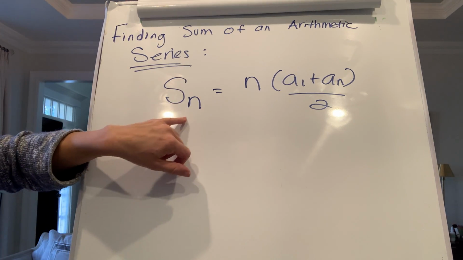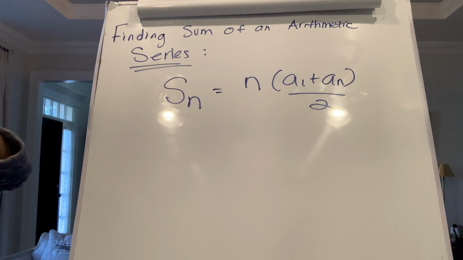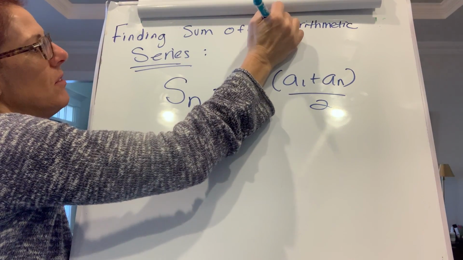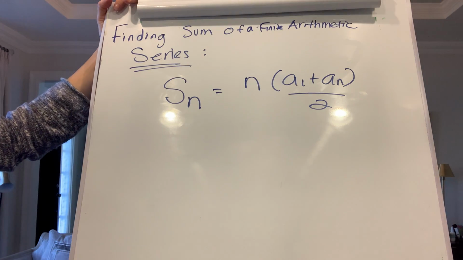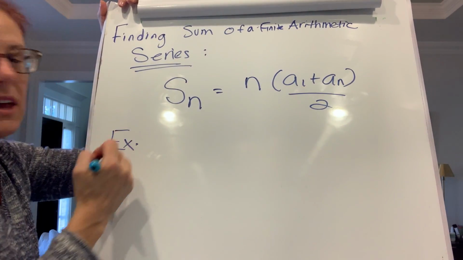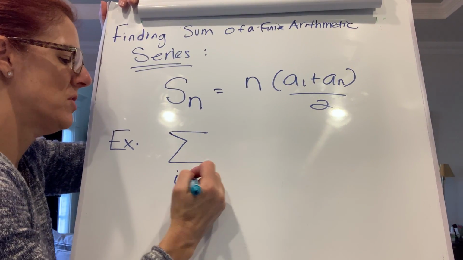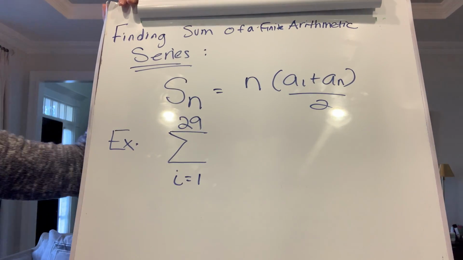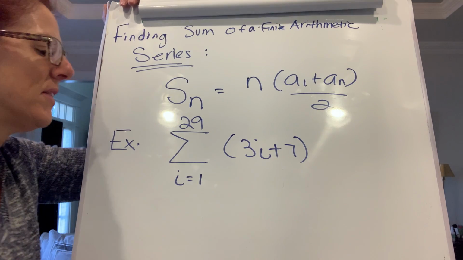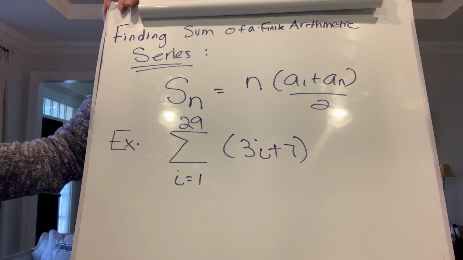This tells me how many terms I'm adding. I can't add an infinite number of terms, right? So I could even write here the sum of a finite arithmetic series because I can't add an infinite number of terms. All right, so say I have the series written in summation notation, i equals 1 to 29 of 3i plus 7, and I want to find the sum of the first 29 terms.